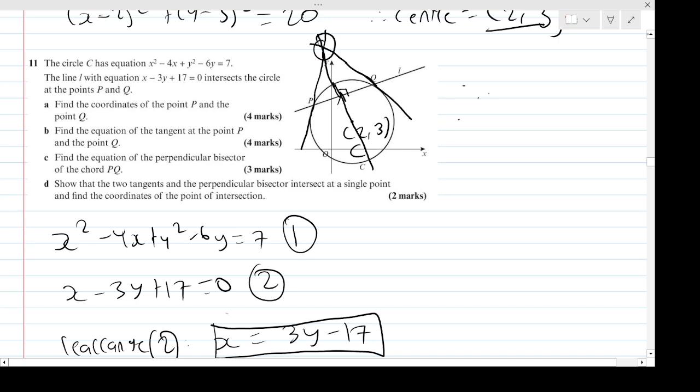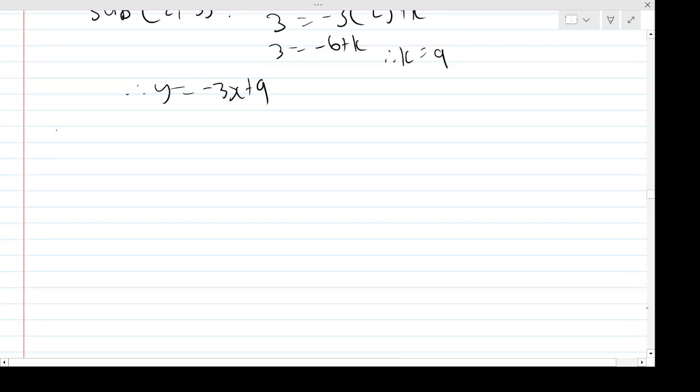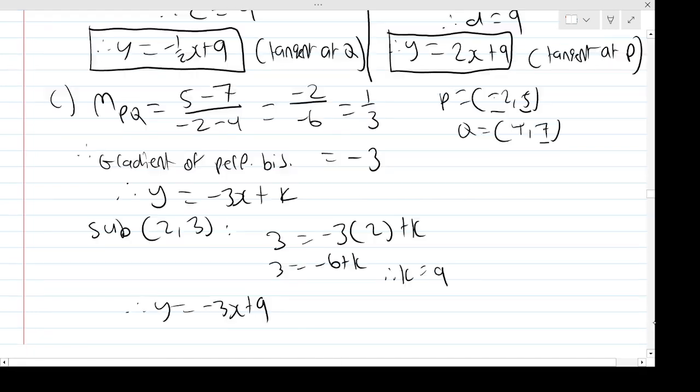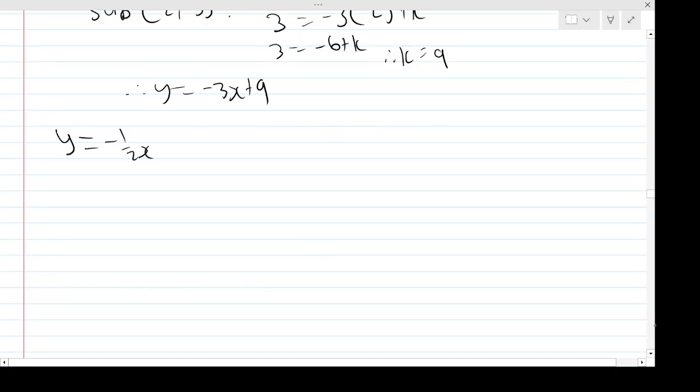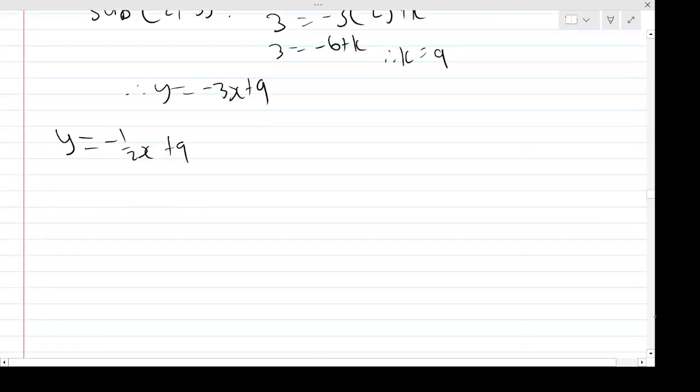But we need to show that. So we need to equate all three lines together. Well, it's a good thing we know all three line equations already, which makes it very easy to substitute them in. So firstly, let's equate the two tangent equations together. The tangent at Q is this, and the tangent at P is this. So let's substitute that in. So y is -1/2 x plus 9, and y is 2x plus 9.